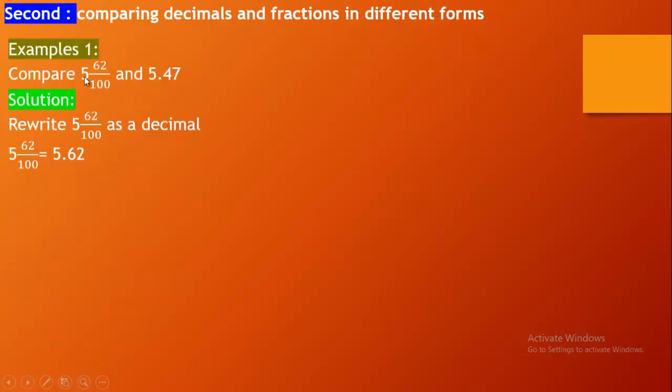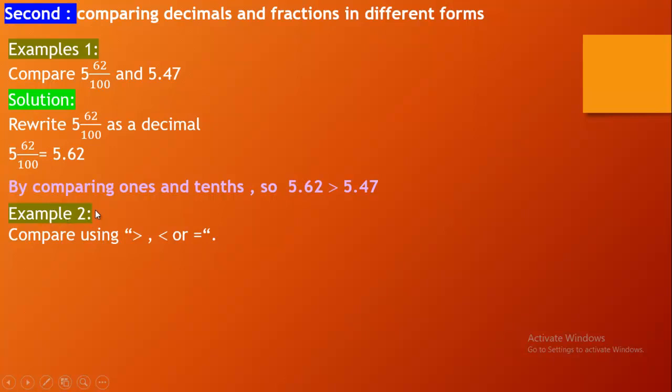Secondly, comparing decimals and fractions in different forms. Example: compare 5 and 62 hundredths, this is a mixed number, and 5 and 47 hundredths. Solution: we can rewrite this mixed number as a decimal number, so we can write it as 5 and 62 hundredths. So we have here 5 and 62 hundredths greater than 5 and 47 hundredths.